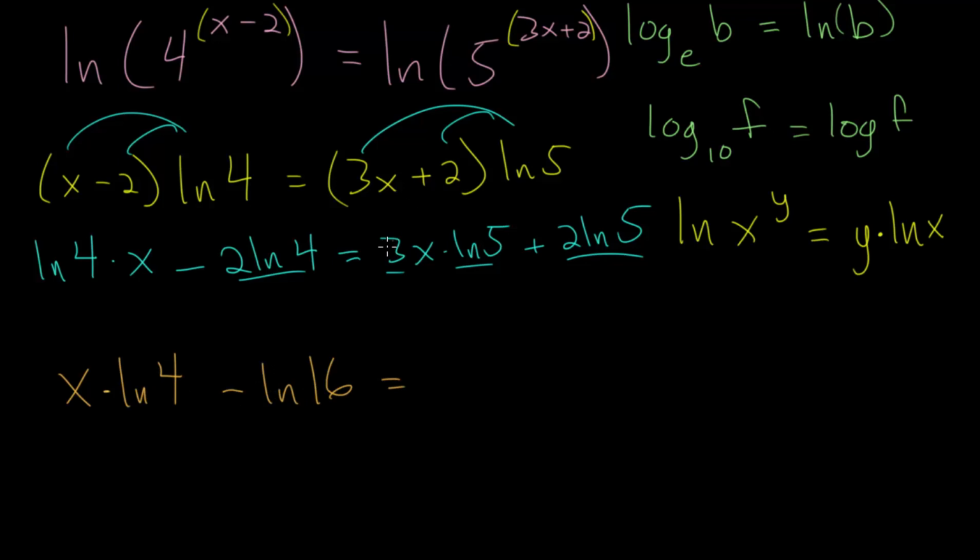16 now. We could bring this 3 on the inside so that we have x multiplied by the natural log of 5 cubed, or 125. And we can bring the 2 on the inside. That will give us the natural log of 25 since we are squaring 5.